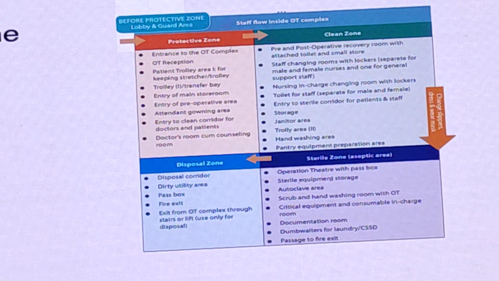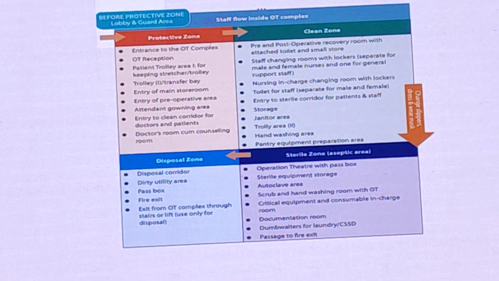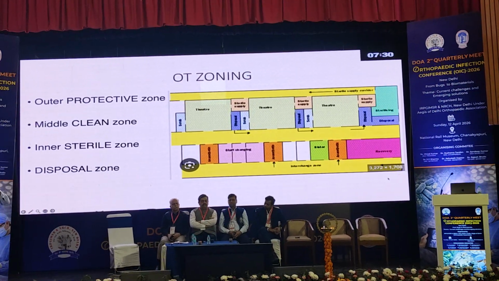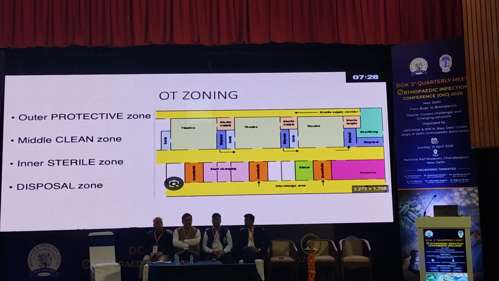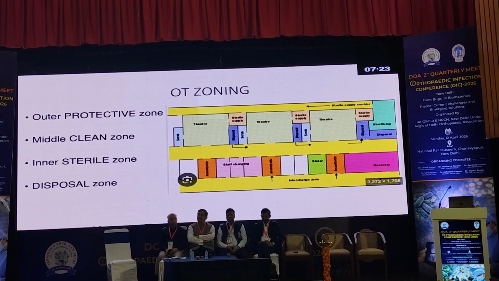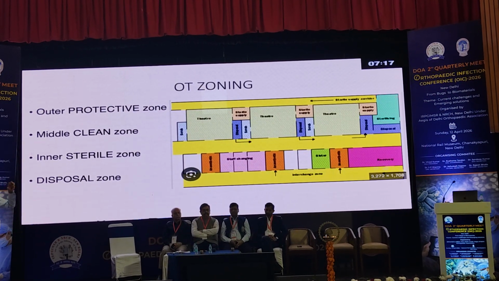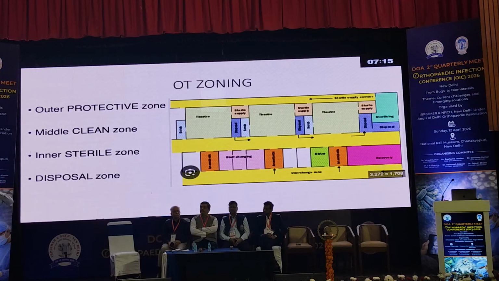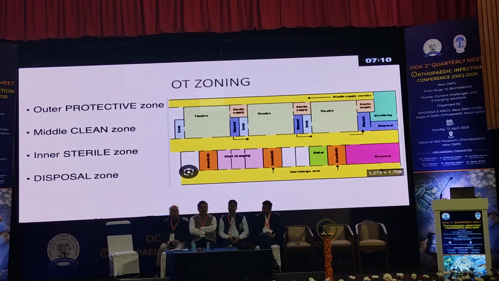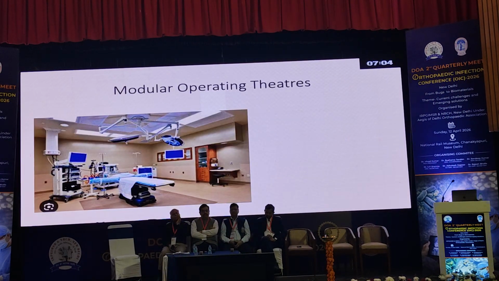You must have a protective zone, a middle clean zone, an inner sterile zone, so that all personnel reaching the sterile zone are in OT attire. There are places where we visit where the CSSD or the sterilization room is just the most deep inside and the technician's room is next to it. And most of the times they are walking in and out. Why will they change? So that is important. Secondly, your disposal corridor, and that should be a clear zone demarcated.